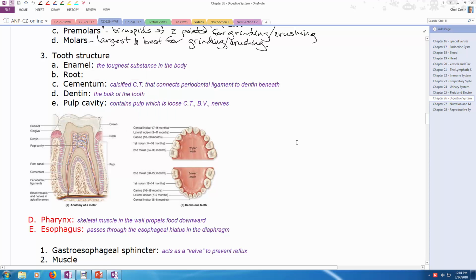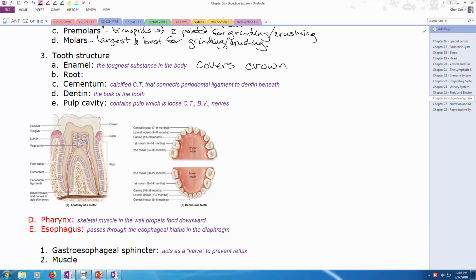We were talking about the teeth last time, and let's go ahead and finish up that topic. It's just now the anatomical structure that we're interested in. The part of the tooth that you see is enamel, and that covers the crown of the tooth. Enamel indeed is the toughest substance in our body, even stronger than bone.